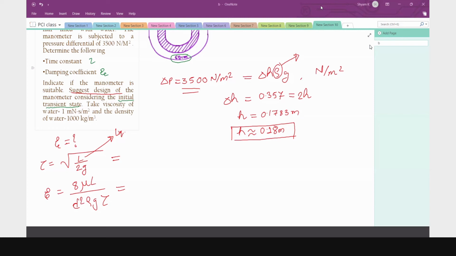Prabhuda Gope, correct. Tau is 0.124 second. Prabhuda answered this question and he is correct. Tau is 0.124 second. Correct. What will this be?